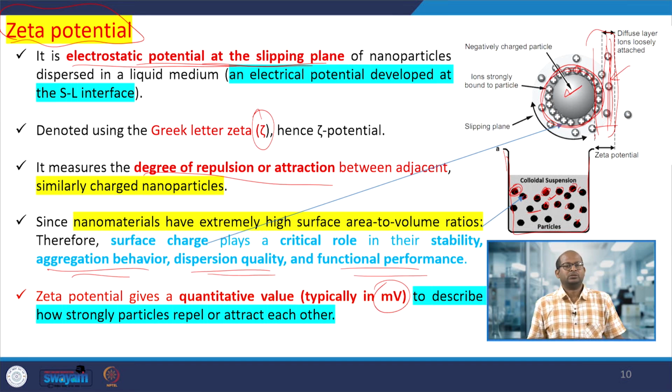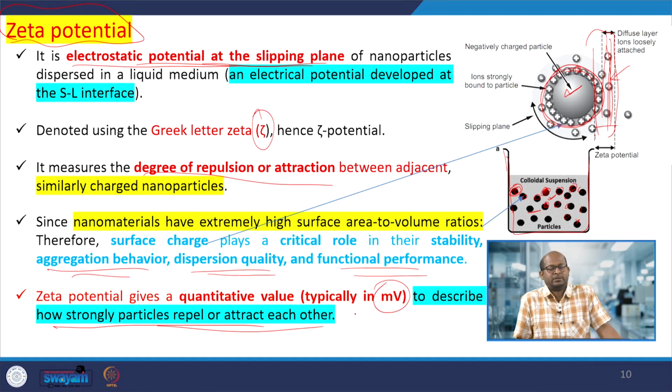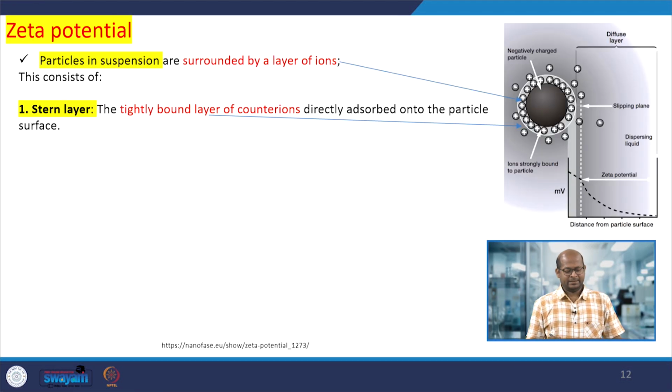So this zeta potential is expressed in terms of millivolts. This is actually a quantitative value to describe how strongly the particles repel or attract each other when they are placed in any solvent or medium. Here is the particle that is suspended in a particular solution, surrounded by some ions. So this is the positive ions, and then this layer is called the tightly bound layer, that is, counter ions that directly adsorb on the surface of the particles, called the Stern layer.